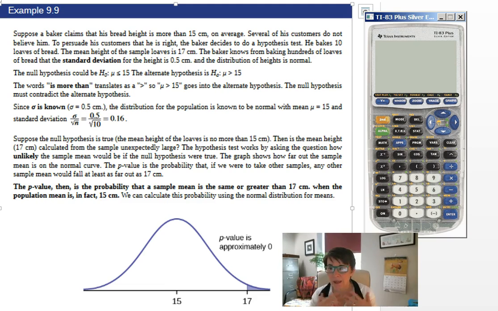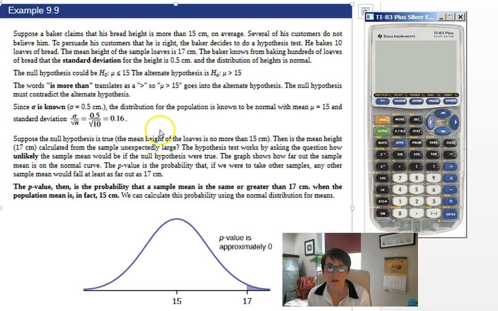The baker knows from baking hundreds of loaves that he has a standard deviation of a population, and it is 0.5 centimeters, and it is distributed normally. The null hypothesis then can be set up that H0 is going to be mu is less than or equal to 15. The reason I need to have it as less than or equal to 15 is because I want the alternate hypothesis to be that it is greater than 15, which is shown by that 17 centimeters. They want to prove that it is larger than 15 centimeters, the mean. So that's why we use the words is more than, right?